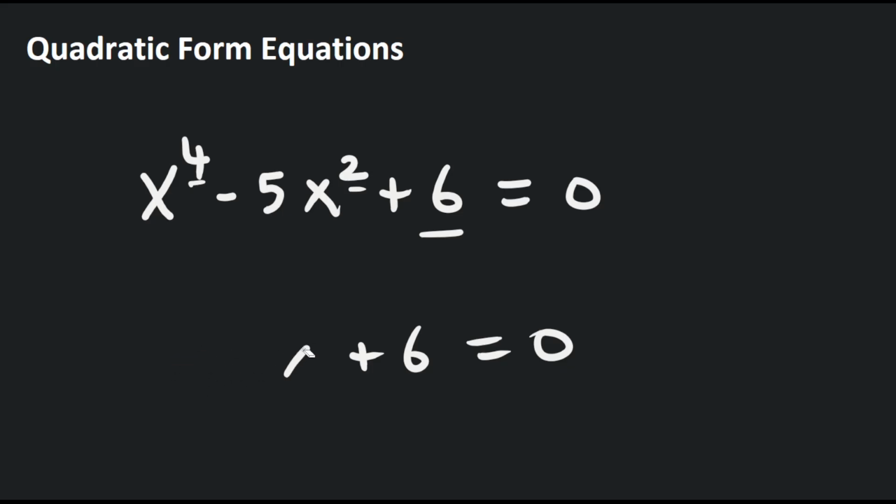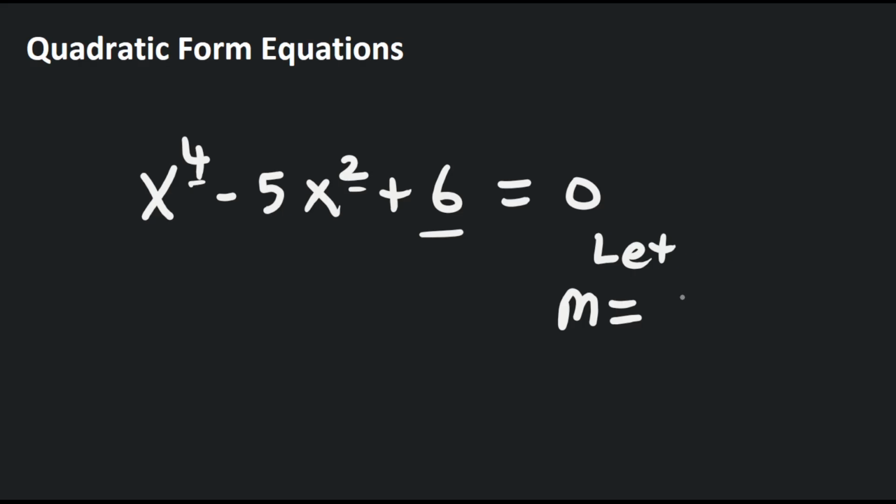Well, what we can do is just pick a letter. So let's pick the letter M. Let's let M equal x squared, and let's go ahead and substitute M in this formula.